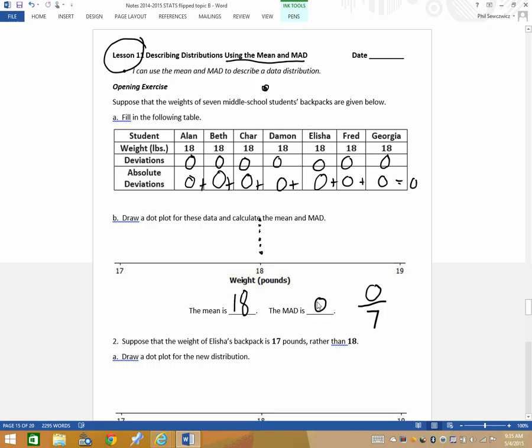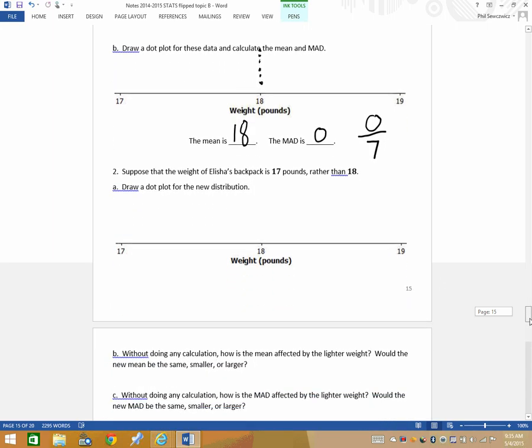And let's think about it. What's the average distance it is away from the mean? Well, they're all the same, so that's why it is going to be 0. No one is further away from it. So let's watch what happens here.